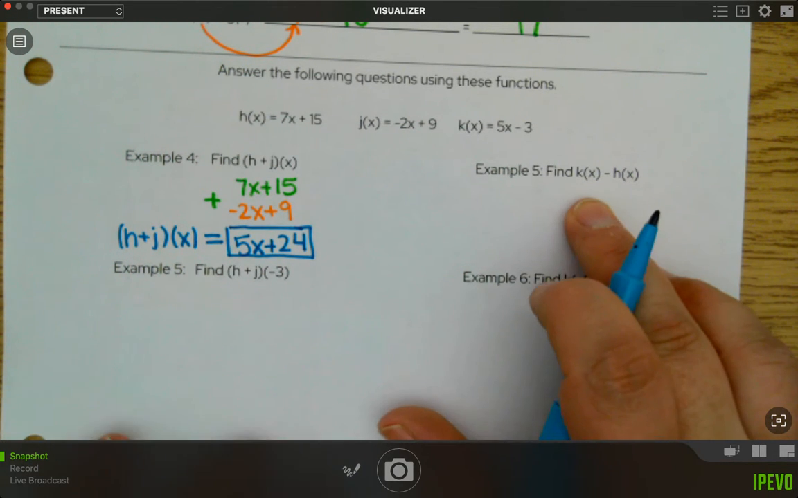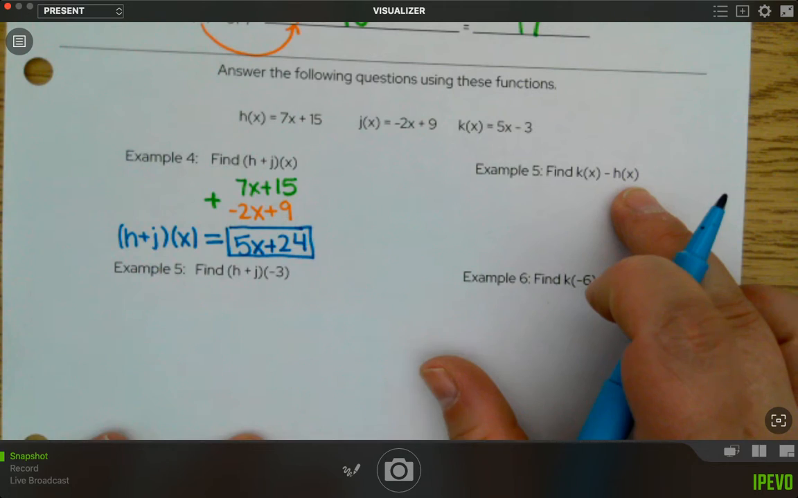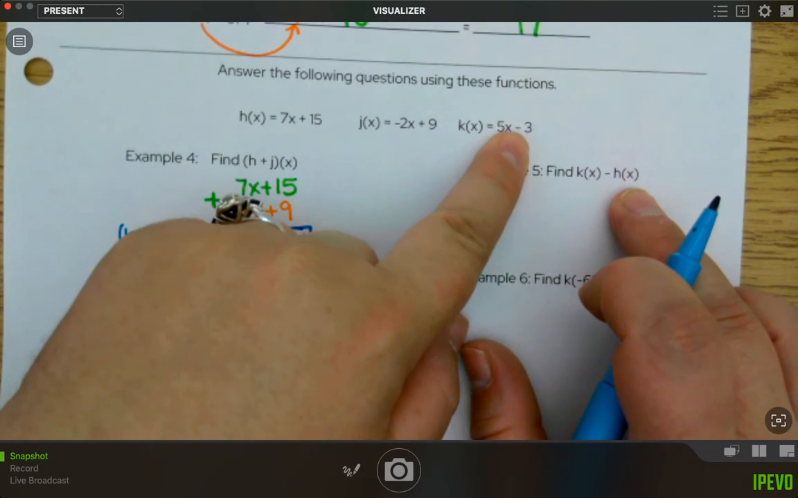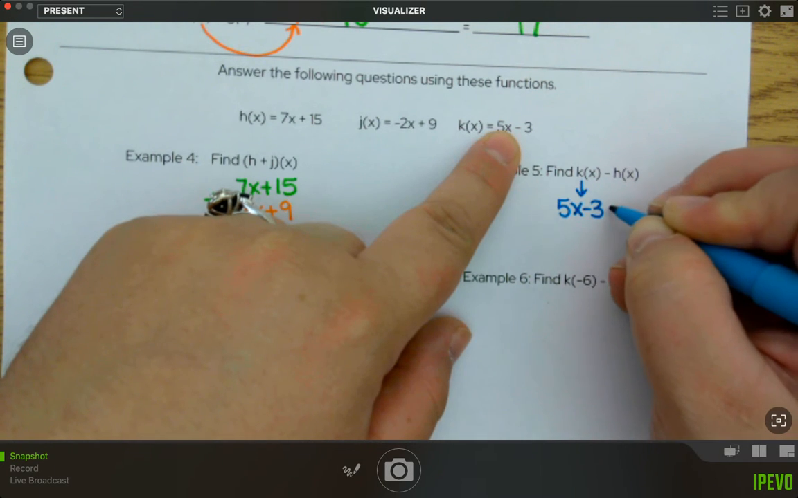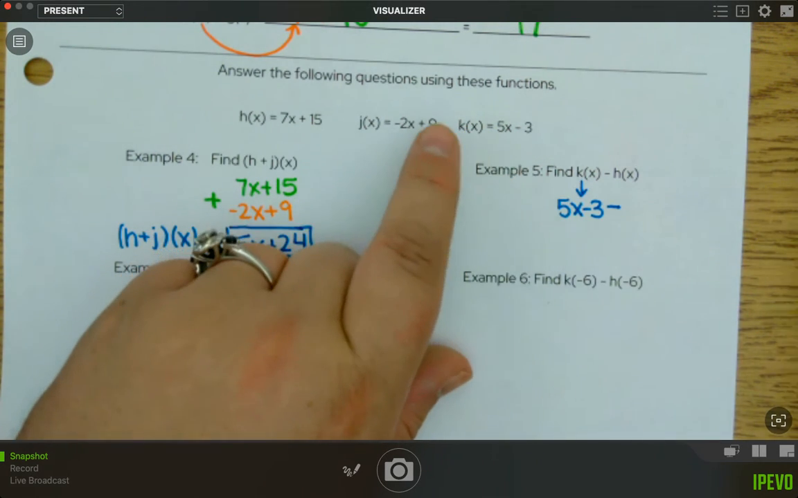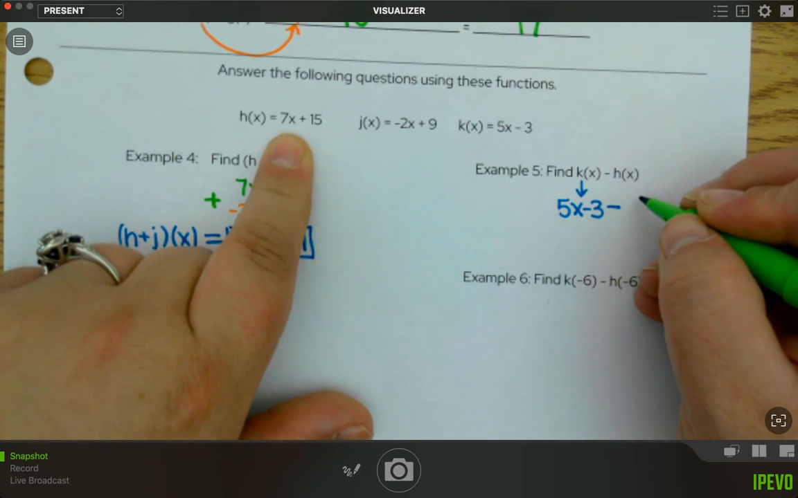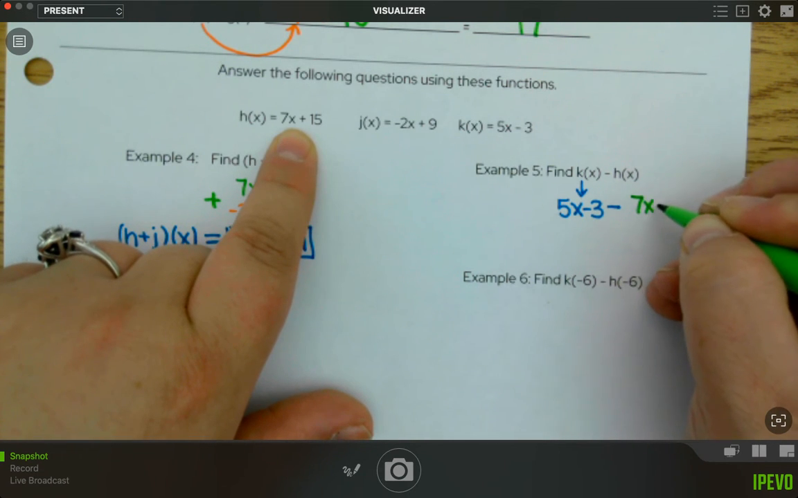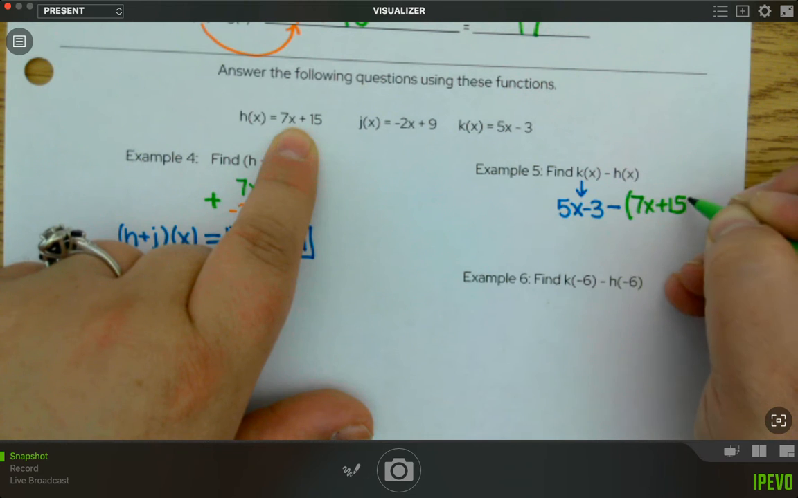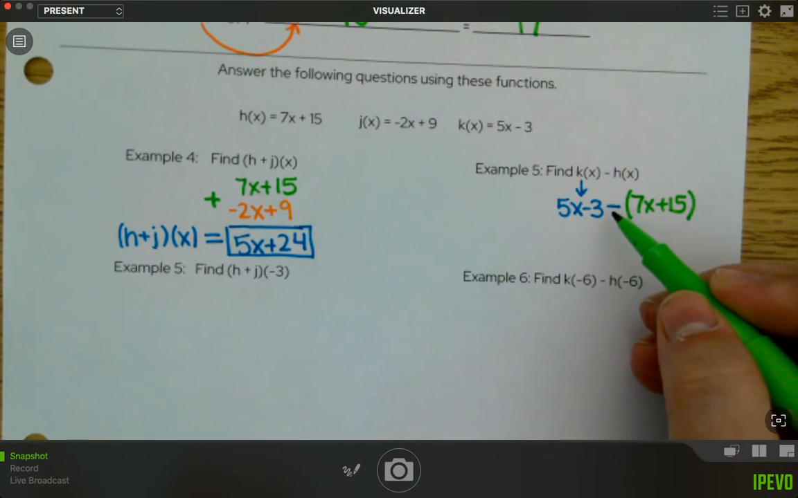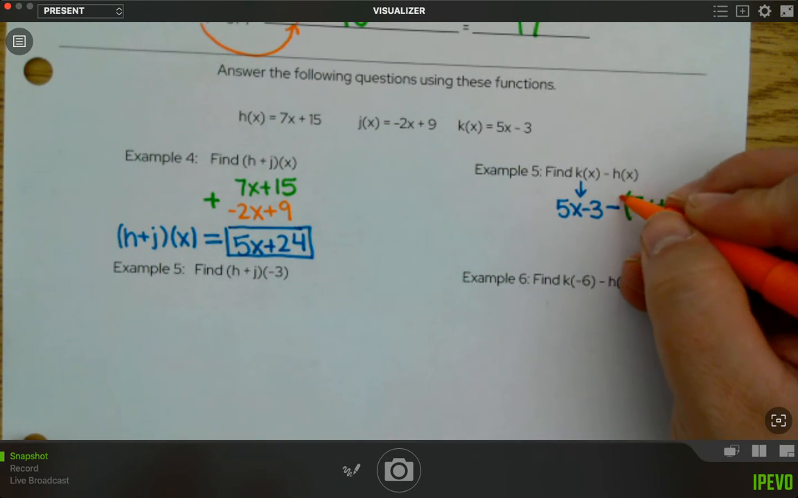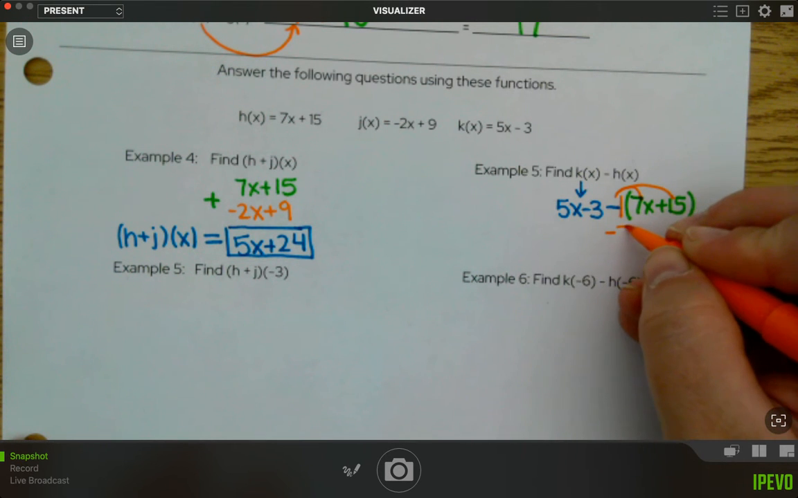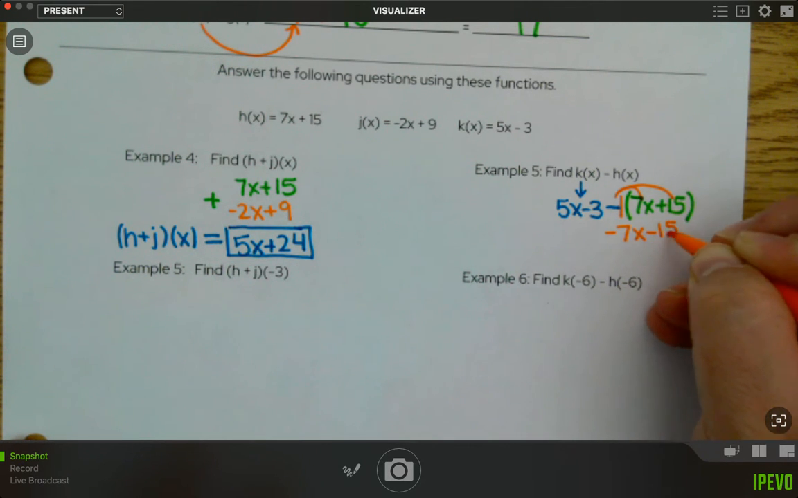Like for instance on this one, it says k of x minus h of x. Well, k of x is 5x minus 3 minus h of x, which is 7x plus 15. I'm going to put that in parentheses though, because we are subtracting this whole thing. What I normally do with this is I make this a -1 and I multiply it like this. So that's going to make it -7x and -15.